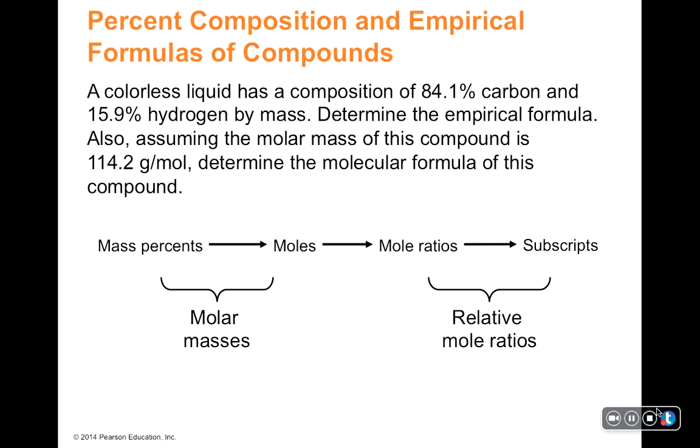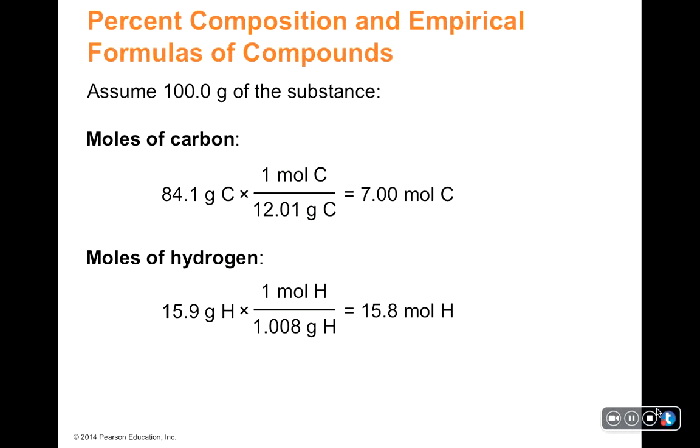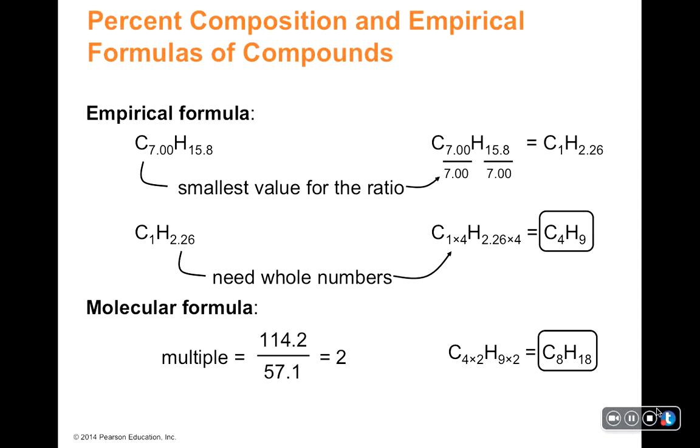But you're given in the problem that your molecular mass, the molar mass, is 114.2 grams per mole. That's greater than 57.1. So what you're trying to figure out here is by what multiple is it greater? You take the 114.2, divide by the 57.1, and it's 2. So it's twice as much. So then you just multiply the subscripts by 2.